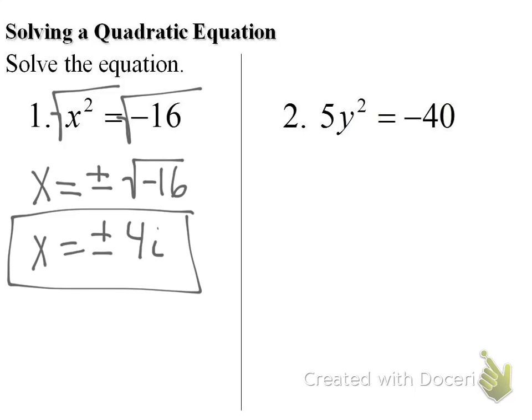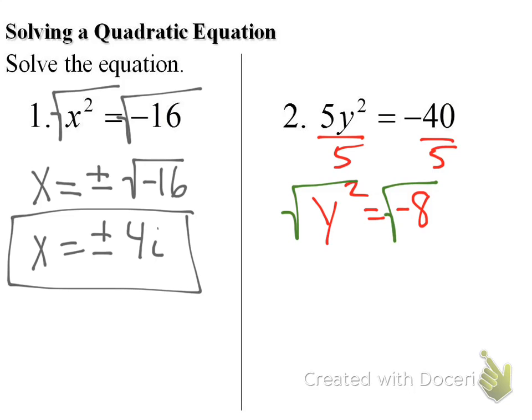How would you, yes? Okay. How would you solve number 2? Divide both sides by 5 first. So you get y squared equals negative 8. Then what? Square root and square root. So right now I have y equals plus or minus the square root of negative 8.